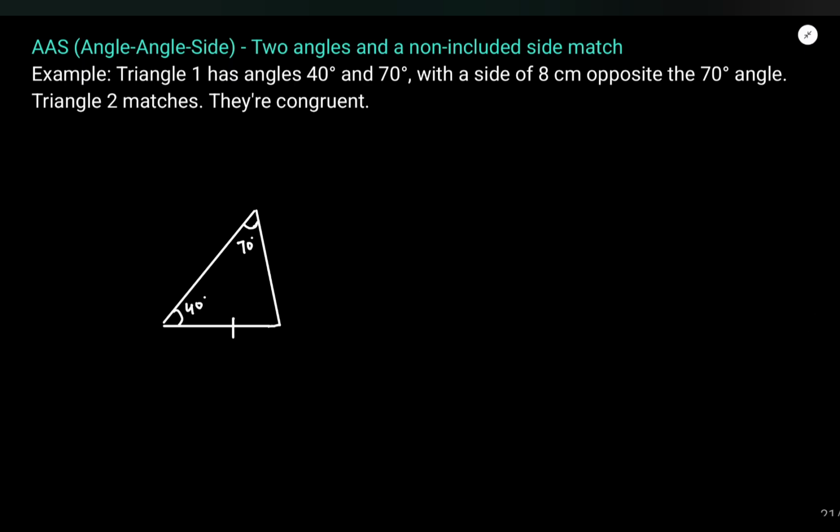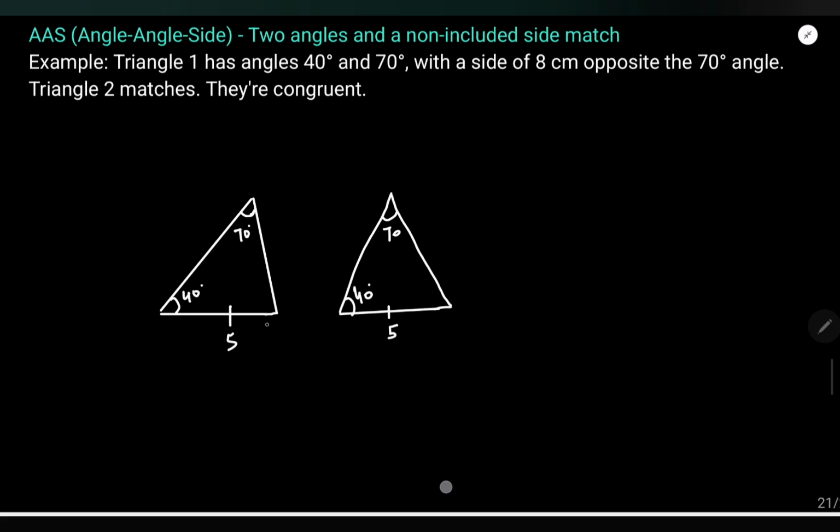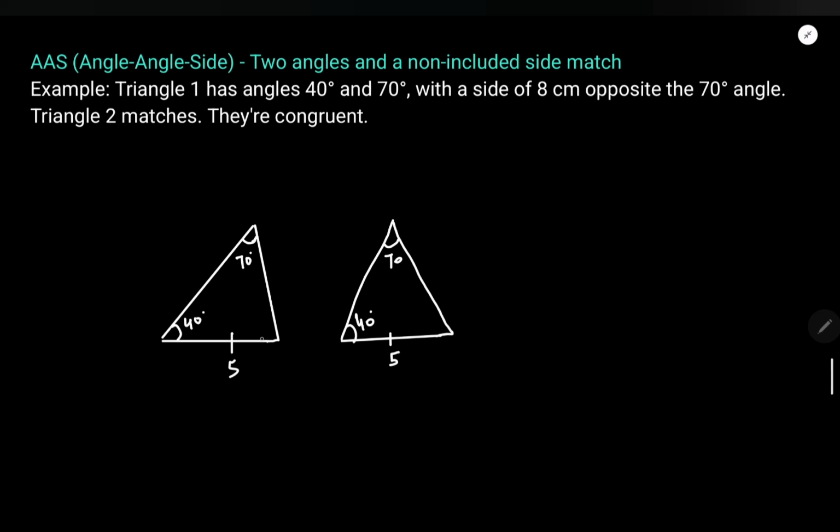Suppose you get two triangles like this where one angle is 40 and another angle is 70, and this side is 5. First, when you have 40 and 70, the third angle will always be equal. The third angle is 70 degrees, because the sum of the angles of a triangle is 180 degrees.